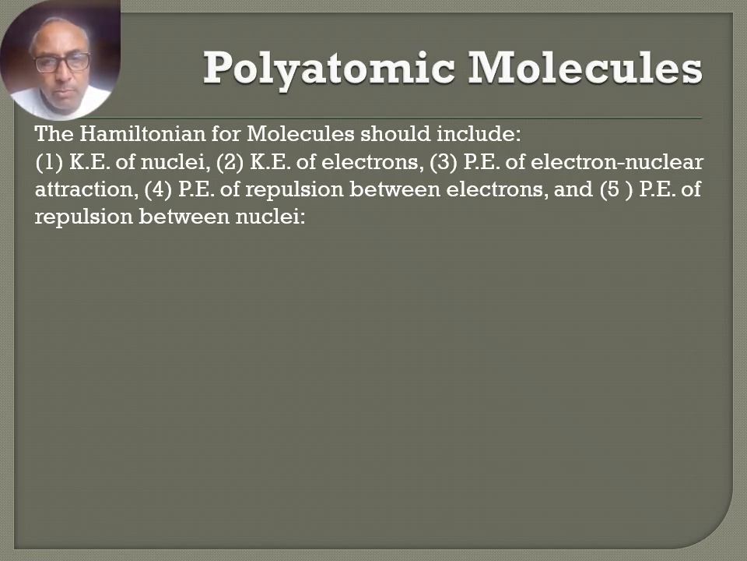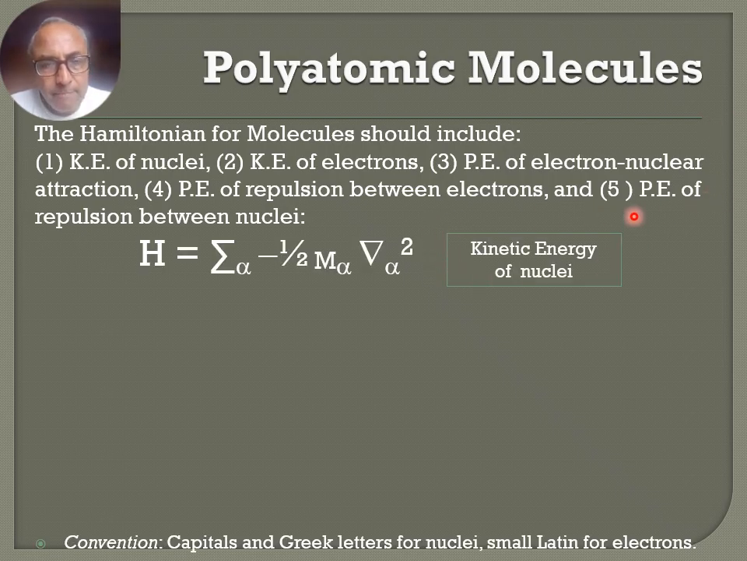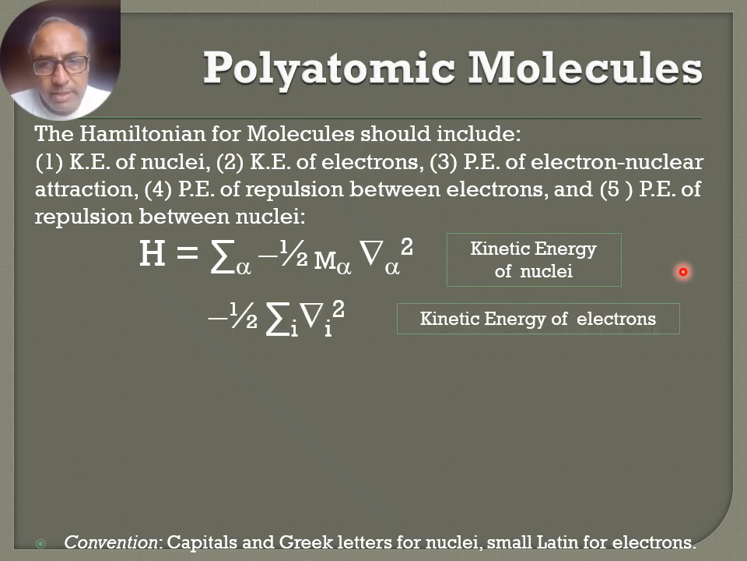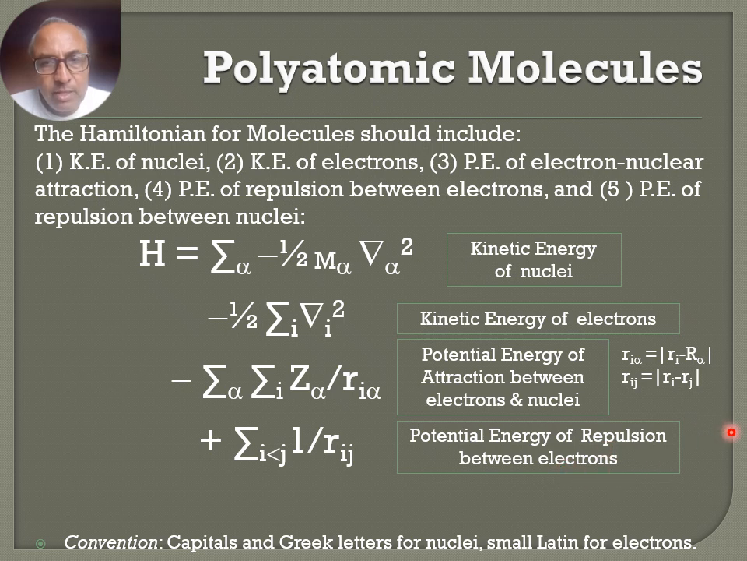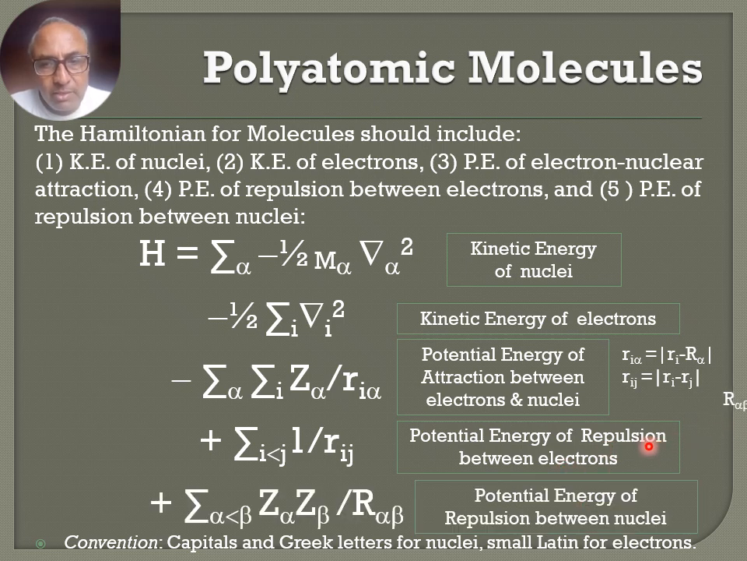The Hamiltonian for a molecule should include terms for the kinetic energy of the nuclei, the kinetic energy of the electrons, the potential energy of electron nuclear attraction, the potential energy of repulsion between the electrons, and the potential energy of repulsion between the nuclei. Here we use the convention that capital letters and Greek letters refer to the nuclei and small Latin letters refer to the electrons.